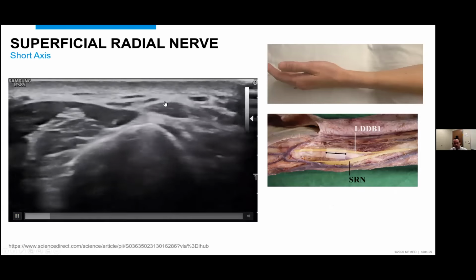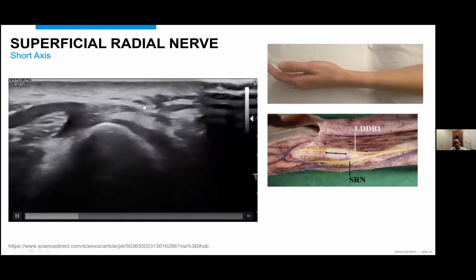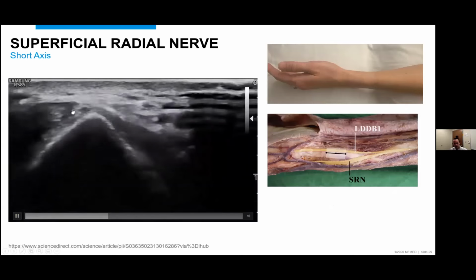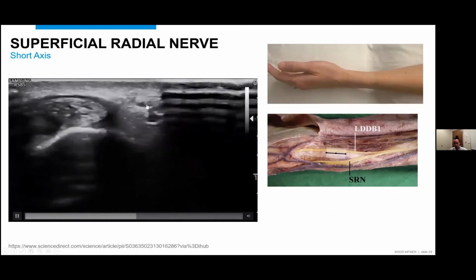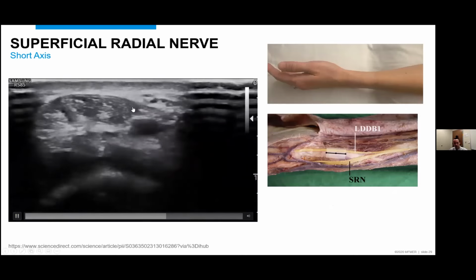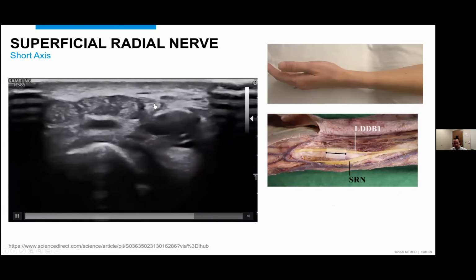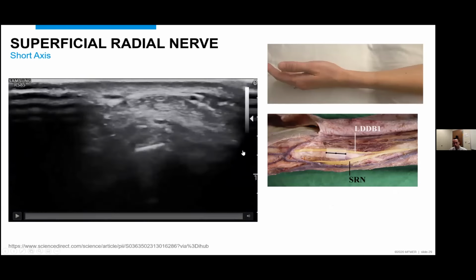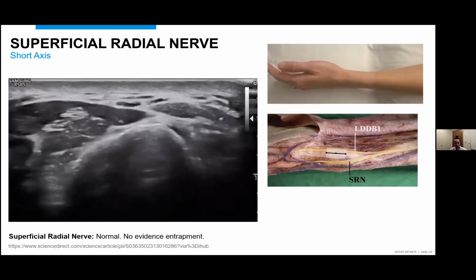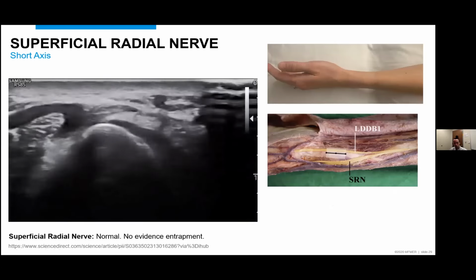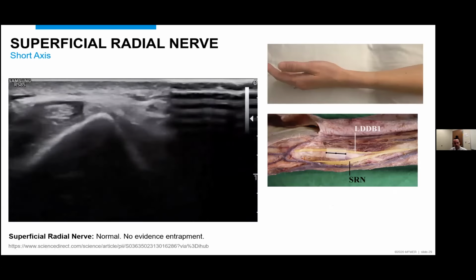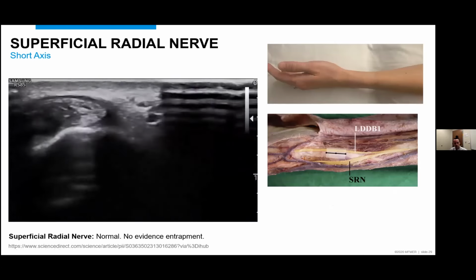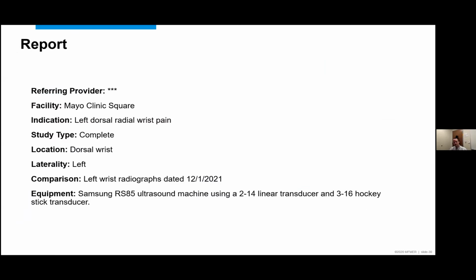Now we're going to follow that lateral dorsal digital branch. And here's that first extensor compartment crossing over. Here's the nerve, and you can really see it sits right on top of that first extensor compartment as we go distally, so important to avoid with procedures. So normal, no evidence of thickening, entrapment, or focal areas of impingement. And that gets us to our report.